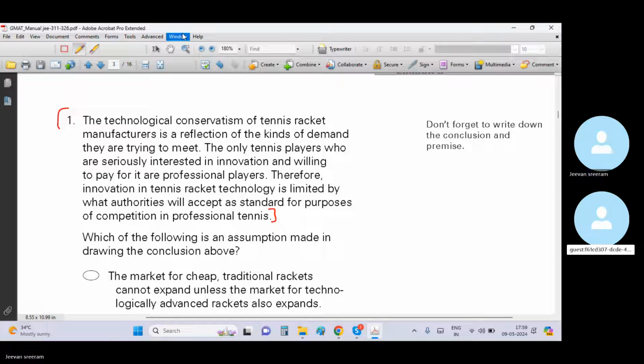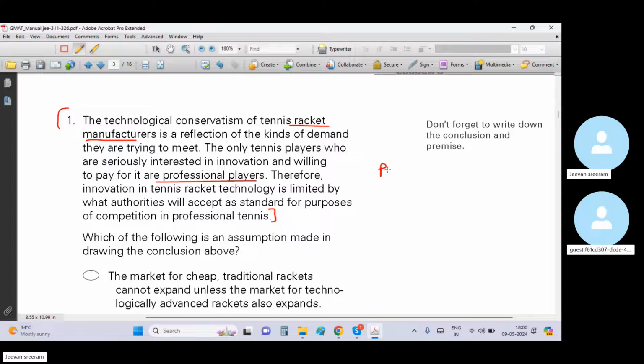They are designing the same kind of tennis rackets because that's what is getting sold. That's the demand they are getting. As per the demand, they have been creating the same kind of tennis rackets for a long time now. The only tennis players who are seriously interested in innovation and willing to pay for it: even if these manufacturers design any new kind of tennis racket, who will purchase them? Only the tennis players who are seriously interested, the professional tennis players, are ready to purchase them.